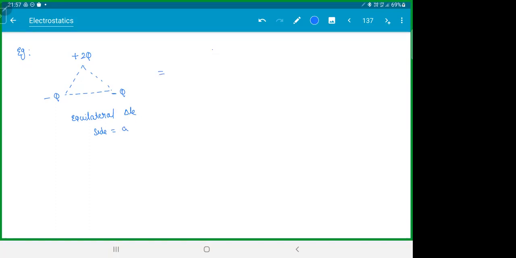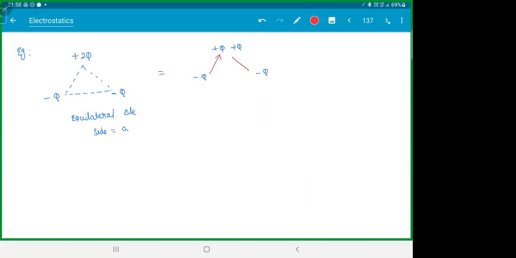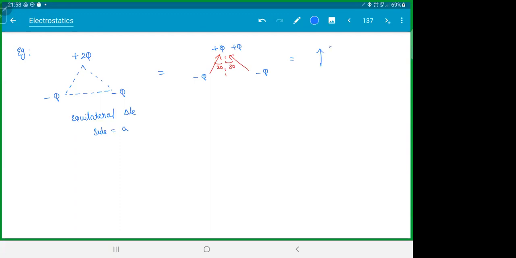You can split this as plus q minus q, plus q minus q. So you can treat this as one dipole, and this as another dipole. Dipole is a vector quantity, so 30 degrees and 30 degrees. You can write this as 2p cos 30 j cap, where p is equal to charge into side a. So if you have multiple dipoles, you can just treat them like vectors and get the resultant.